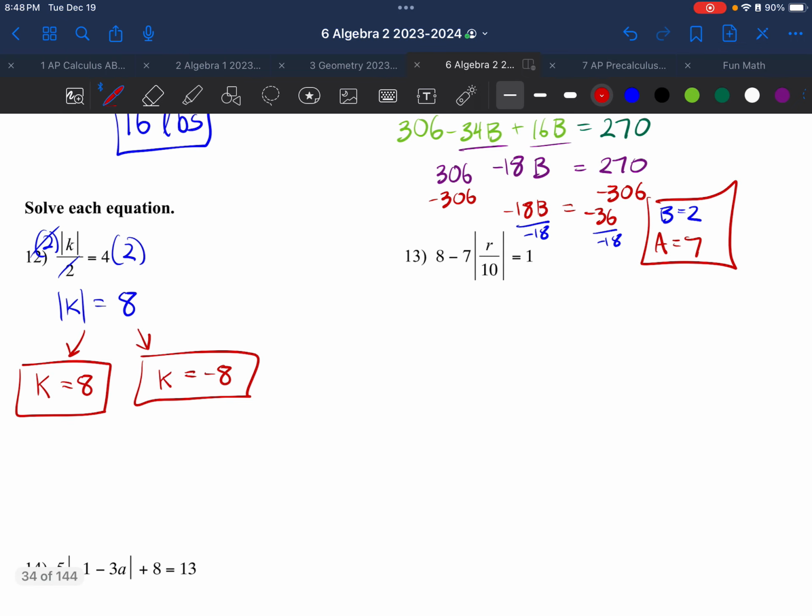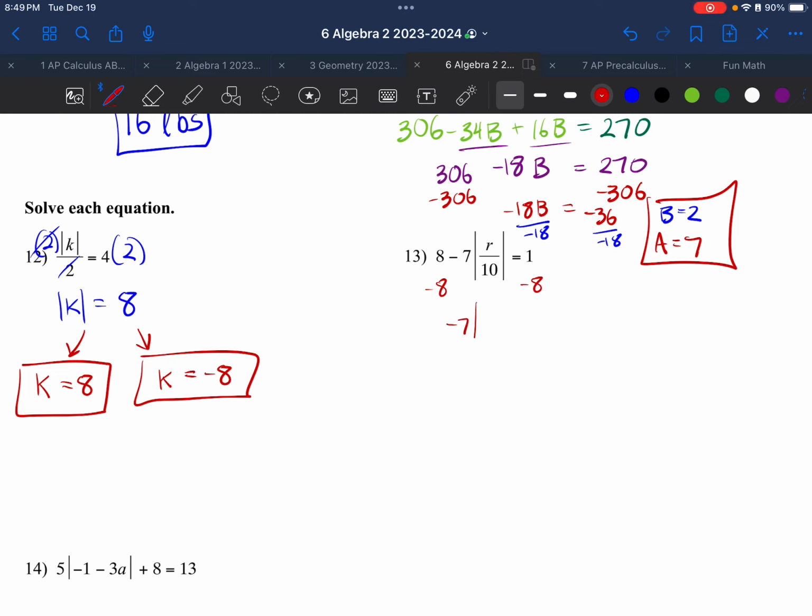All right, and number 13, again, isolate the absolute value. So we're going to get rid of this 8 and the 7. Some people mistakenly think the 8 and 7 get subtracted, and you say, oh, well, that's just 1. That's not correct because the 7 is being multiplied by all of this. So you need to first get rid of the 8 by subtracting the 8 and then divide by this negative 7. So minus 8 first.